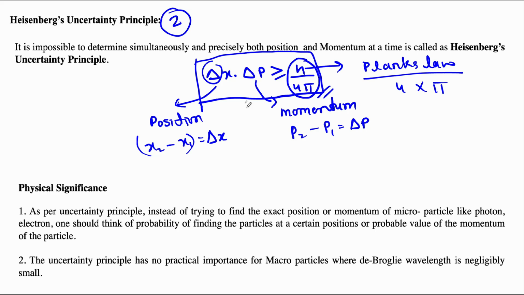That means what I am trying to say in the first physical significance is, if you are going to find out the position of any microparticle, okay, only position, or if you are going to find out the momentum of any microparticle, that is also okay. But if you are trying to find out position and momentum of a microparticle together, it is highly impossible. So to avoid that, let us talk about probability, that is, the probability of finding a particle.